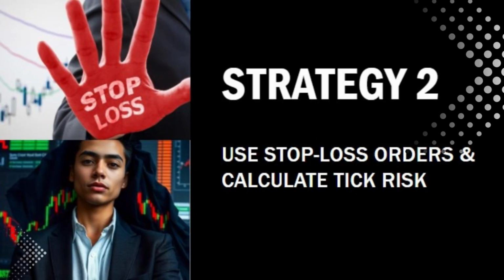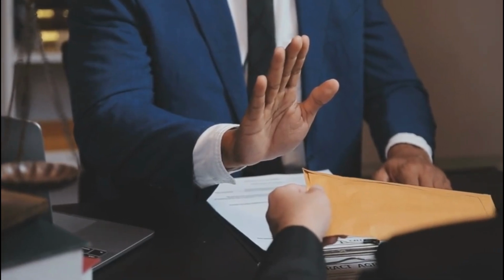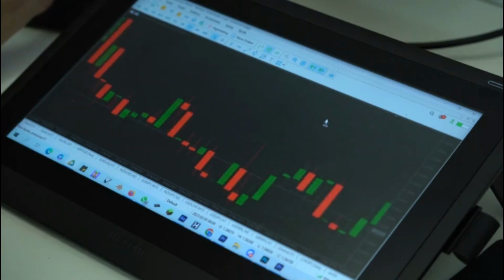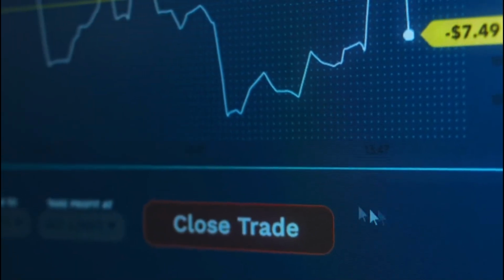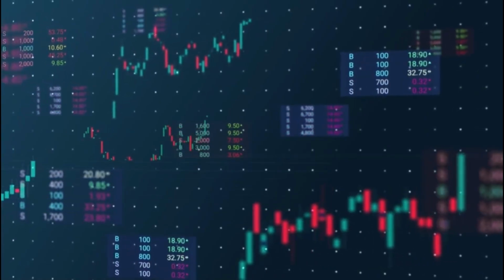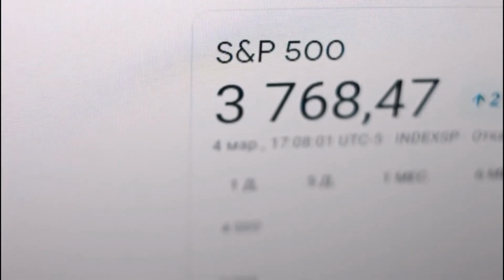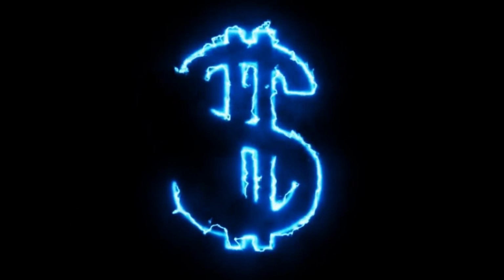Strategy number 2, use stop loss orders and calculate tick risk. Stop loss orders are non-negotiable in futures trading. They allow you to set a predefined level where your position will automatically close if the trade goes against you. In futures, each contract moves in ticks, the smallest price increment. For example, if you're trading the E-mini S&P 500 futures, each tick is worth $12.50.